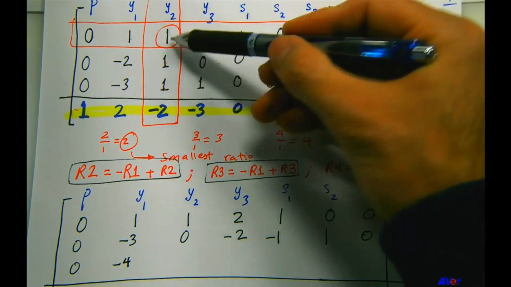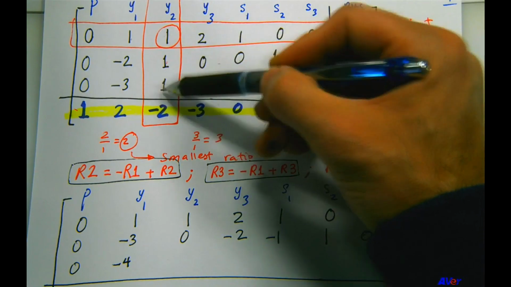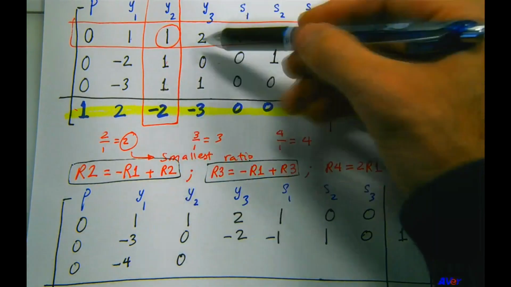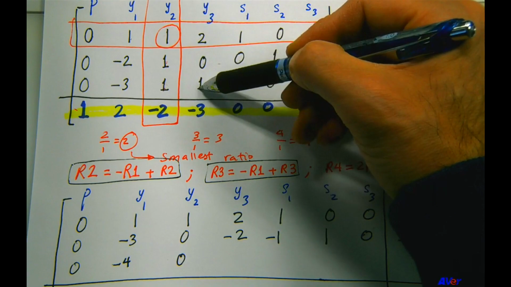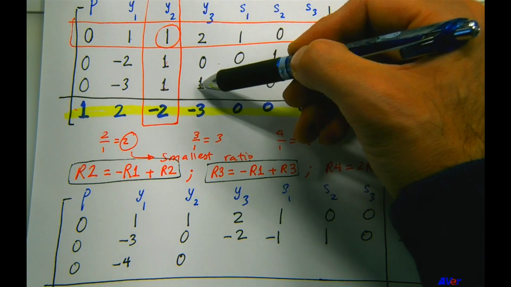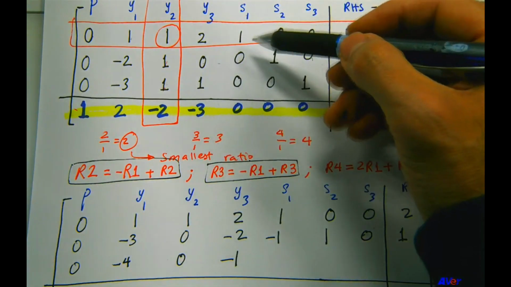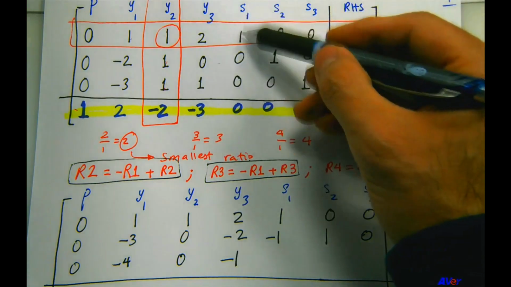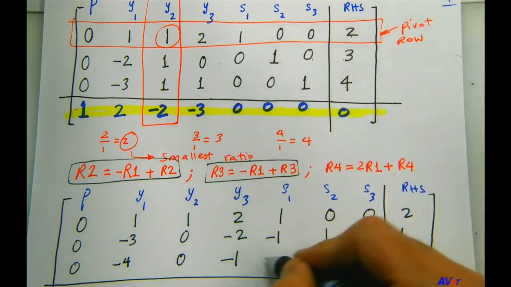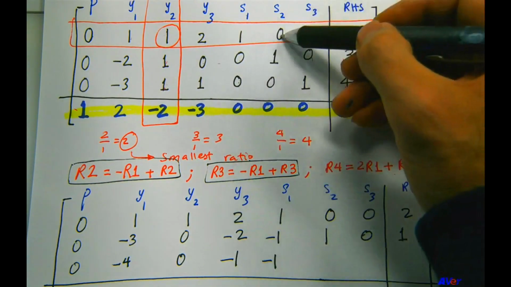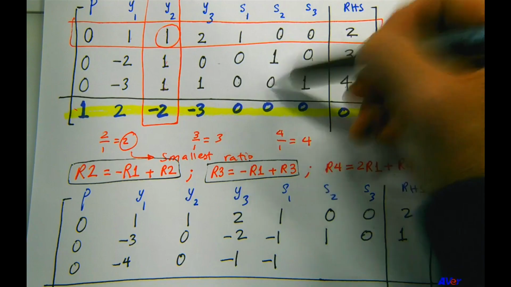Under Y2, negative 1 times 1 is negative 1, plus this positive 1 in row 3, we get 0. Negative 1 times 2, that's negative 2, plus this positive 1 in row 3, we get negative 1. Like that. Under S1, negative 1 times 1 is negative 1, plus 0, negative 1. Under S2, negative 1 times 0 is 0, plus 0, it's again 0.